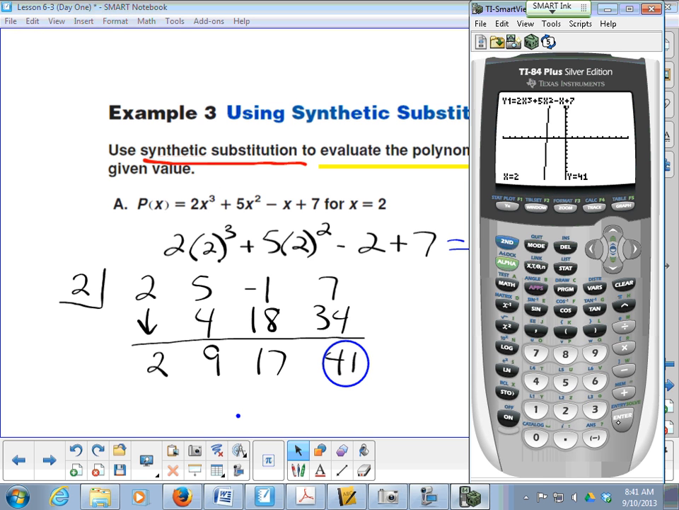Yes, Elijah. Okay, hold on. You've got a plot on here. Go up to where it says plot on, and then hit enter, and I'll turn it off. Now go ahead and graph it. It'll work now. There you go. Chase, you've got a question too?